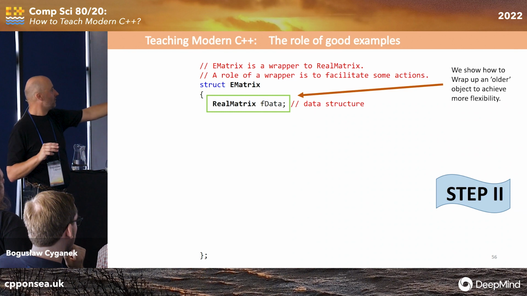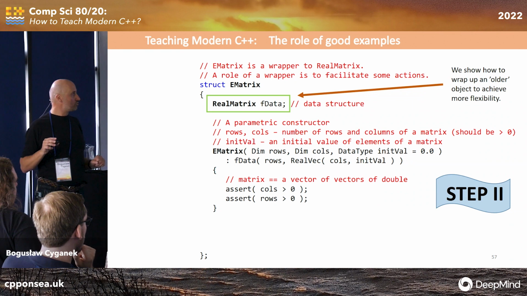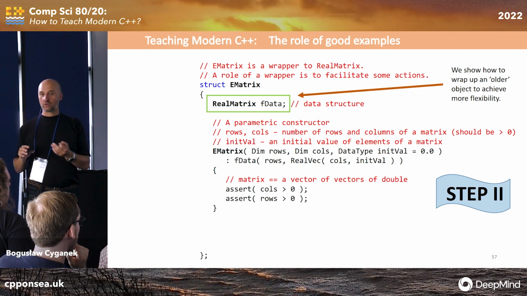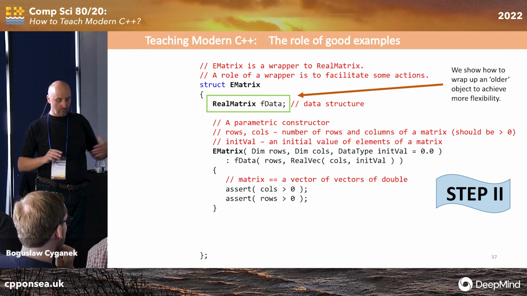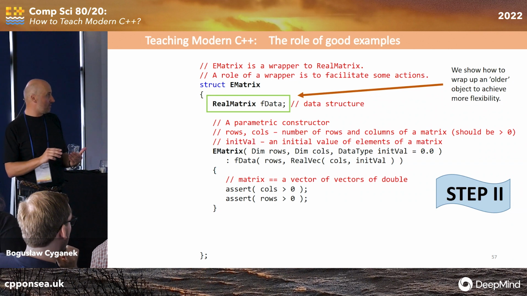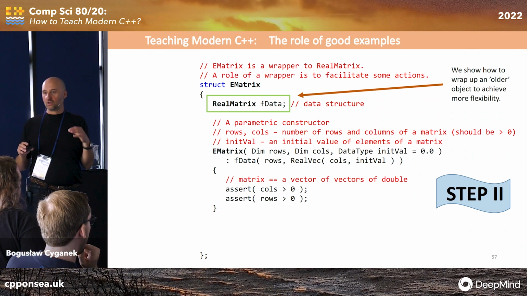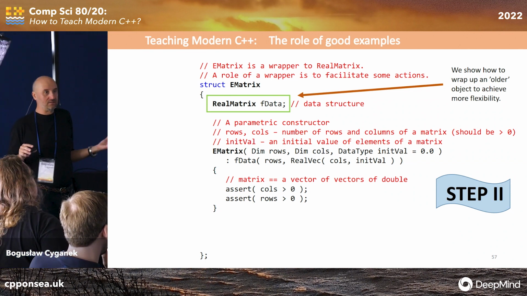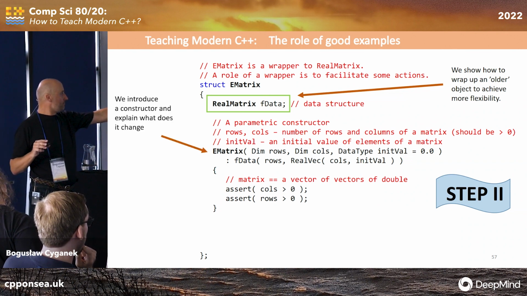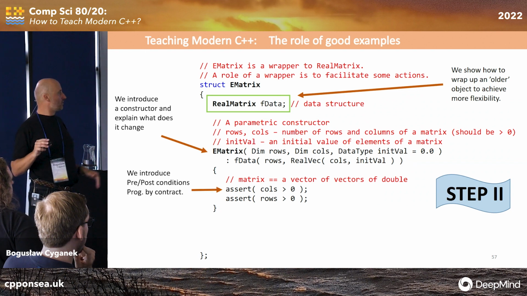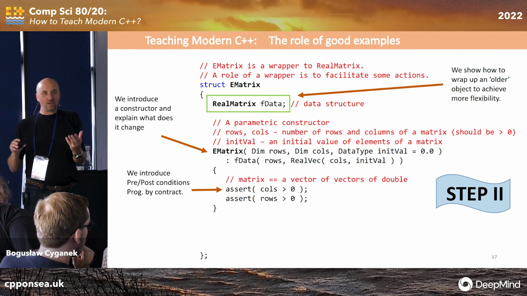Okay, we have this, and at this moment we can add a non-trivial constructor. Observe, we don't have a default constructor now. But what we achieved is we can initialize the matrix with some values, and assure that we don't have a 0 by 0 matrix, because it is not well established in mathematics what a 0 by 0 matrix is. Moreover, we can show default values in the constructor initialization, but also we can show programming by contract. Remember, teach them more.